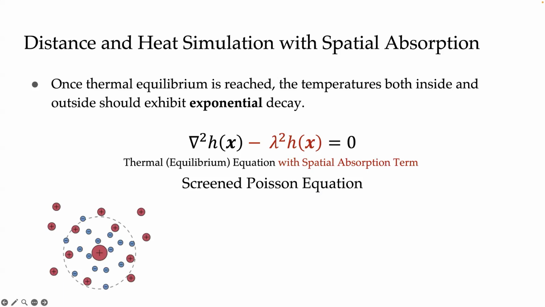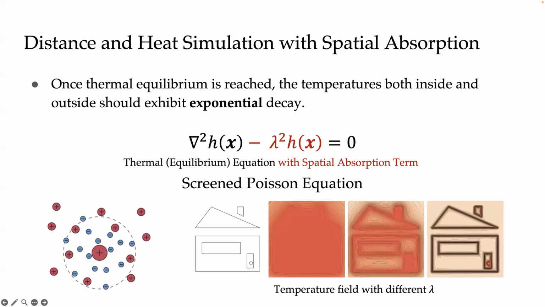In this figure, you can see a large positive charge can attract many negative charges around it to screen the electric field. This is also modeled by the same equation. But for easier understanding, we choose to explain it using the thermal background. You can see the figures here with different lambda values. This lambda controls how strongly the space absorbs heat.